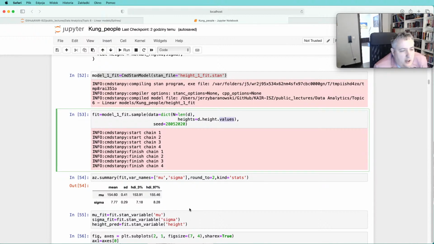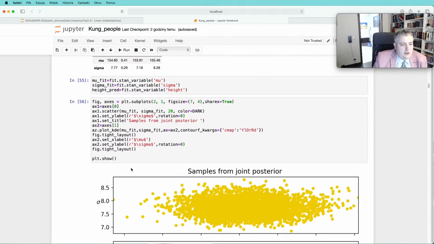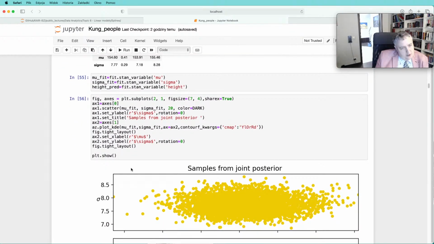So what we see here is that mu has a very small standard deviation, is generally around 154 centimeters, but sigma of the entire process is between 7.2 and 8.2. So you have around 8 centimeters of uncertainty with some kind of asymmetric distribution. We can observe it using our joint posterior, so we can see how it behaves.